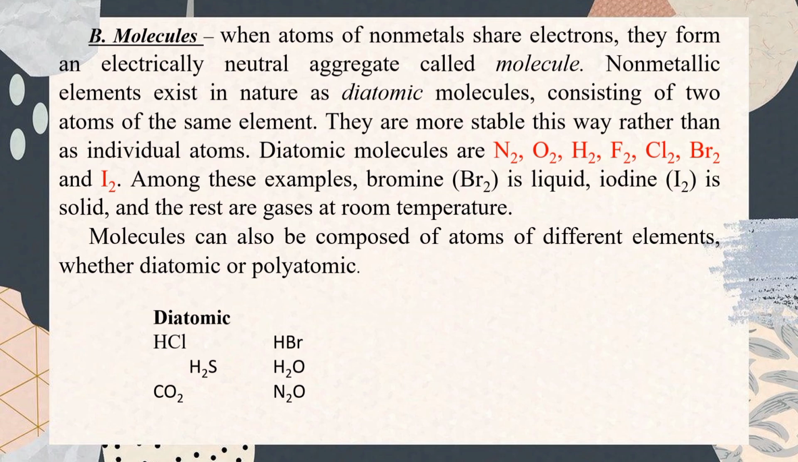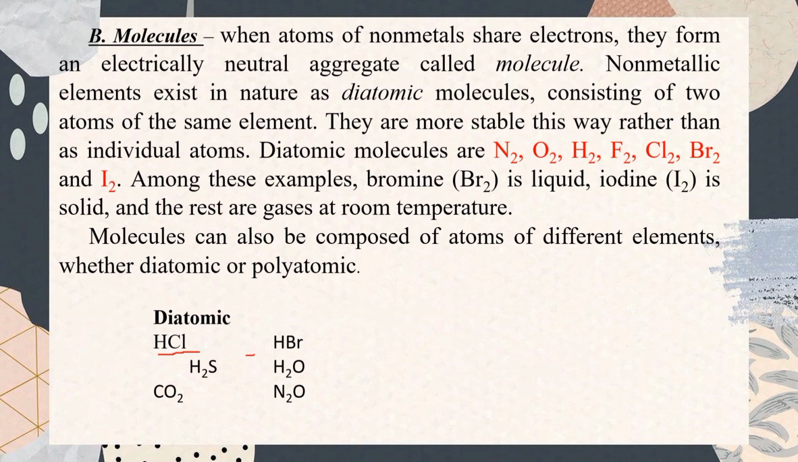Under diatomic molecules, we have HCl, or hydrogen chloride. Hydrogen chloride is a colorless gas which forms white fumes of hydrochloric acid upon contact with atmospheric water vapor. Hydrogen chloride gas and hydrochloric acid are important in technology and industry.